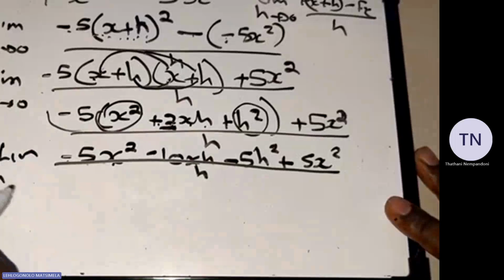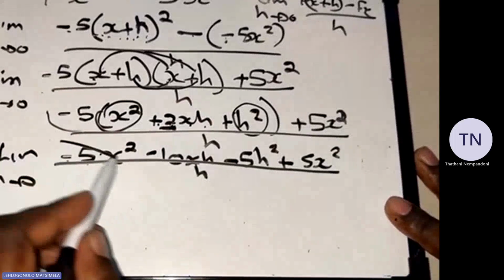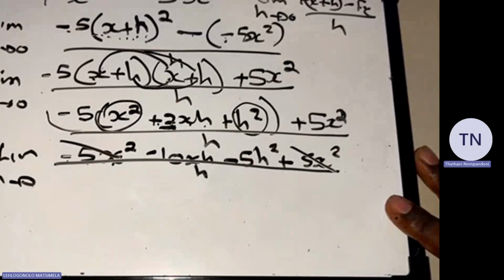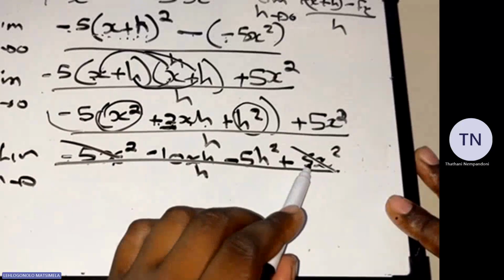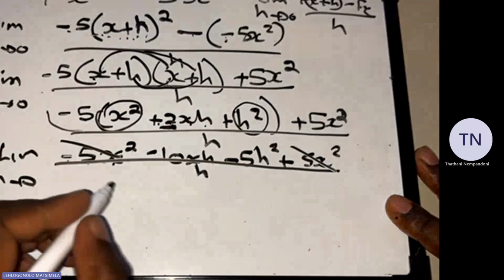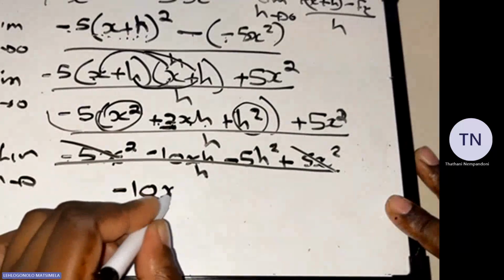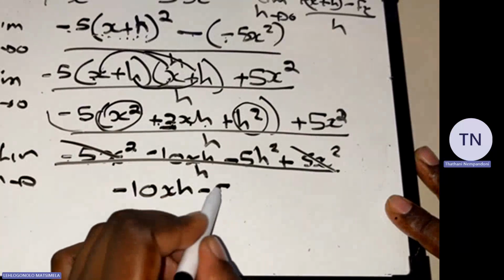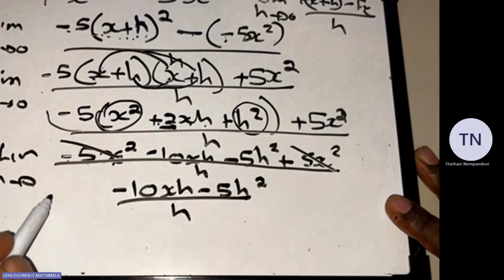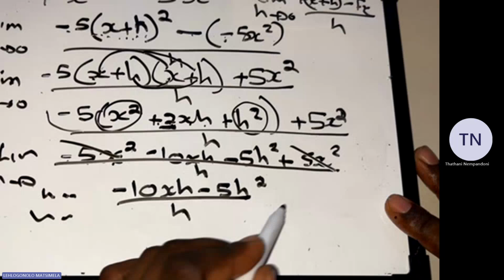Don't forget that limit h to 0. Then minus 5x squared, minus 5x squared, minus 5x squared, it's 0. Then we are left with minus 10xh minus 5h squared divided by h. Don't forget that the limit approaches 0.